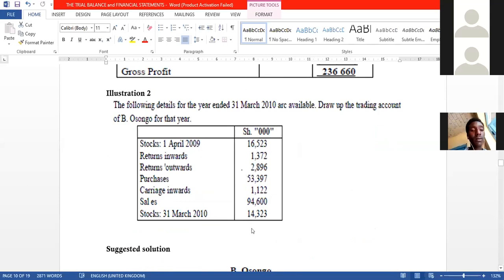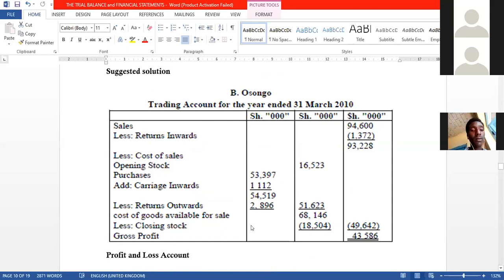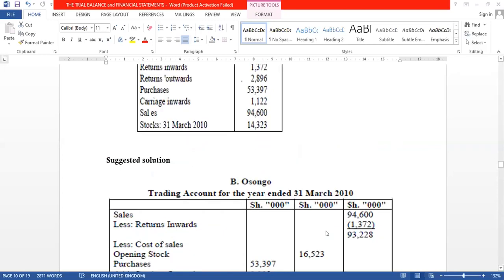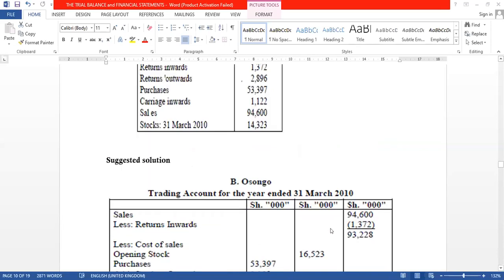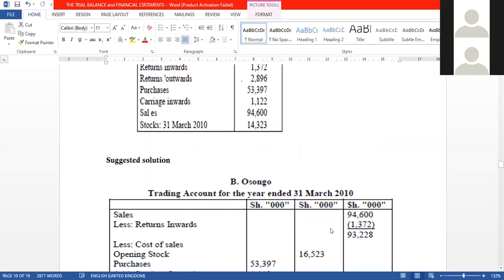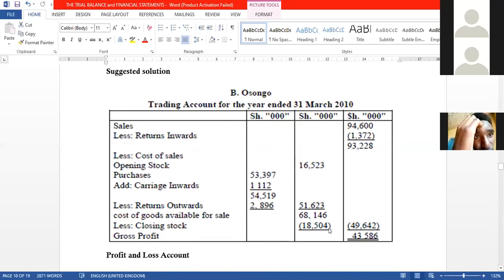For 2009, 14,323. Closing. So did we get 18,504? Oh my. 14,323 to get 53,823.